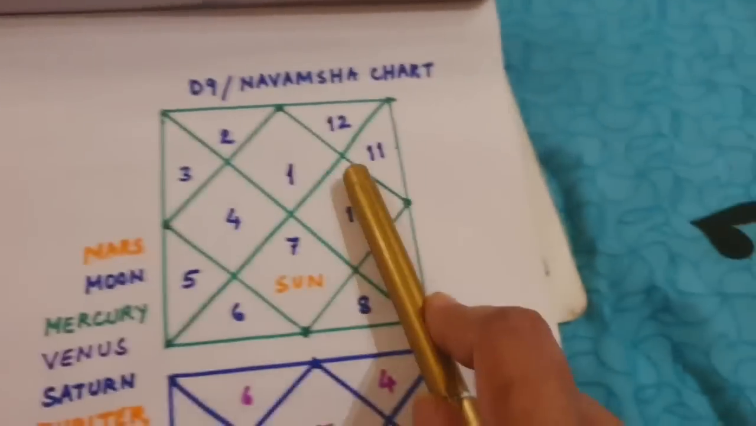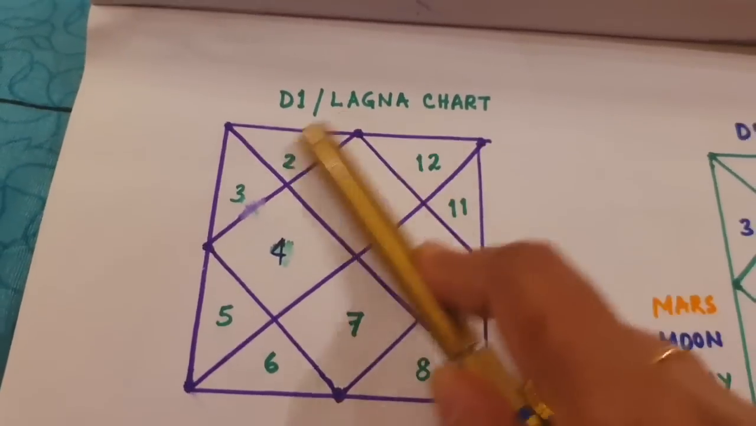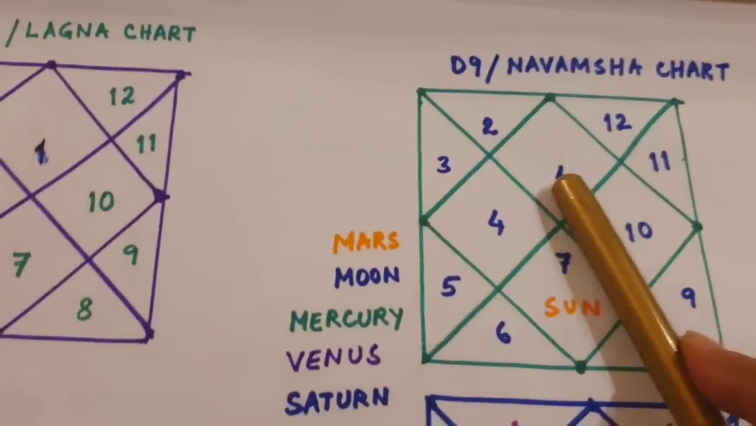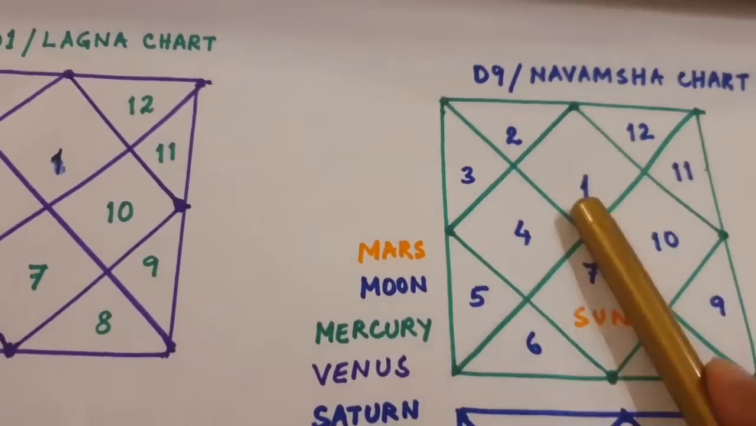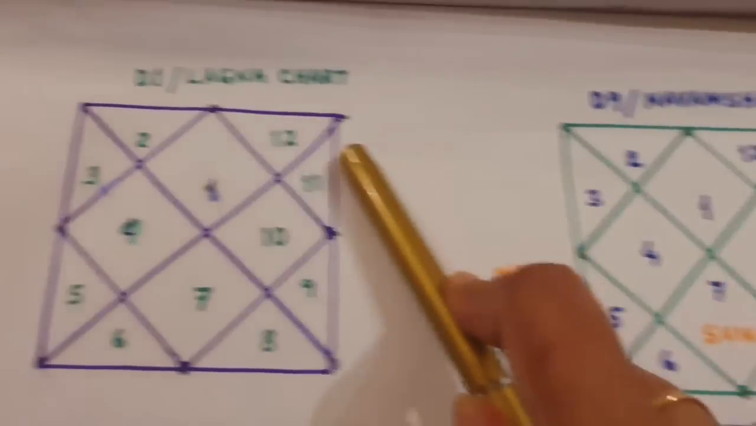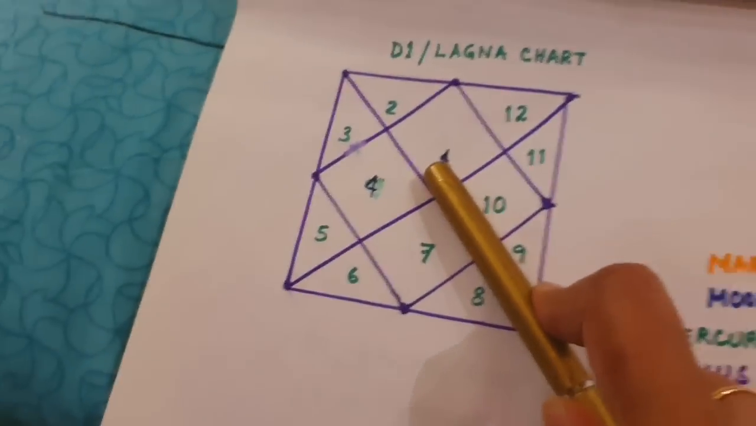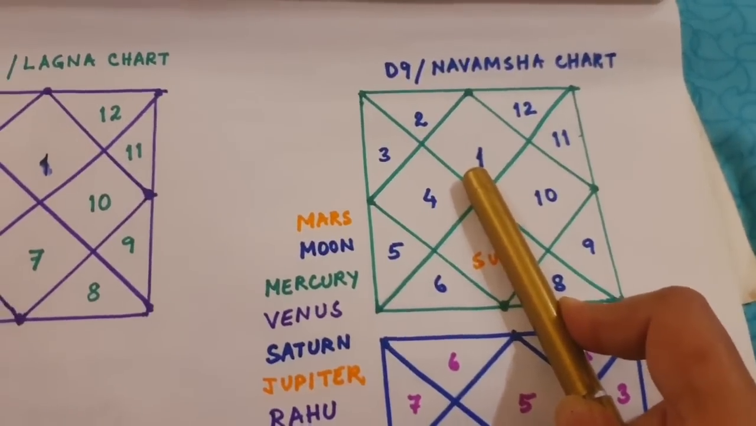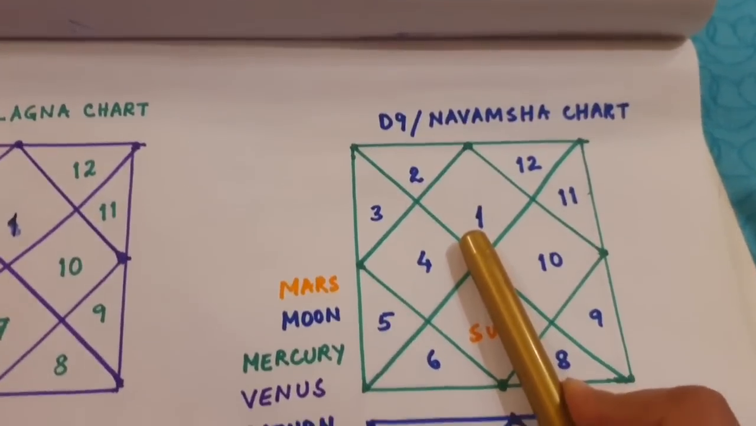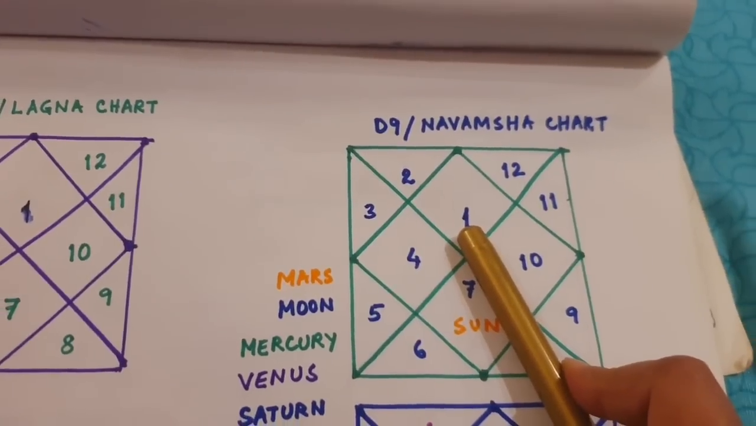Why Vargottam Navamsha? Because here you have Aries in the first house, ascendant. Here also you have Aries in the first house. In your D9 chart, there could be a different sign. So the sign which you have in the D1 chart, first house, and the sign which you have in the D9 first house, it may be same, it may be different. It can be a different sign also.